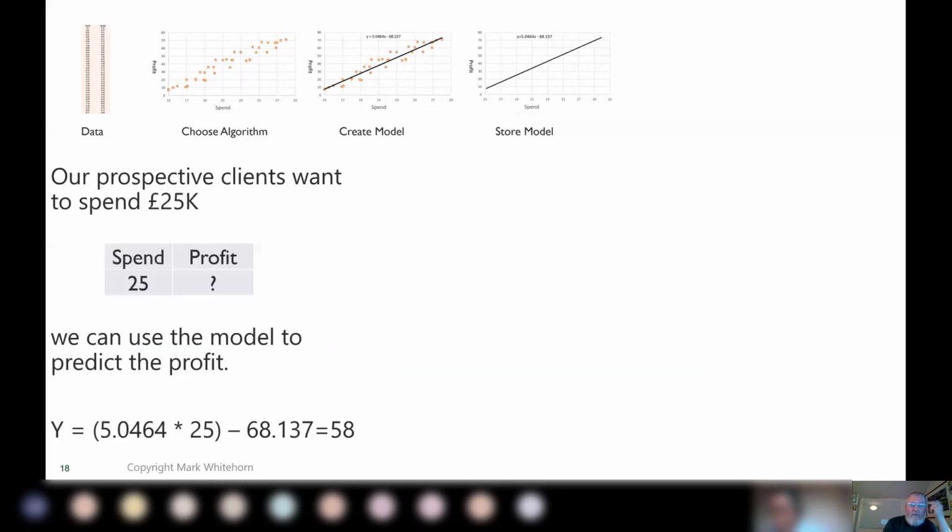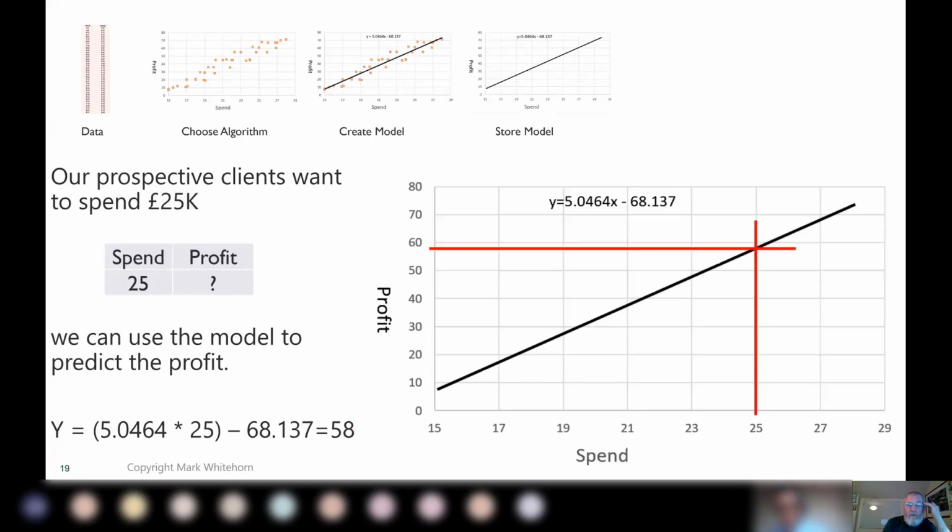Okay, so going back to our prospective client, they wanted to spend 25K. What do we predict the profit will be? And just by plugging the numbers into that equation, we get the answer. We would expect your profit to be 58K. If we want a visualization of that, fine, we can plot that on the graph. But actually all you need is that equation.